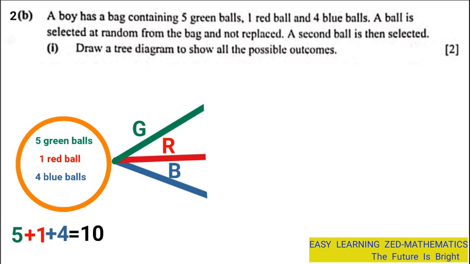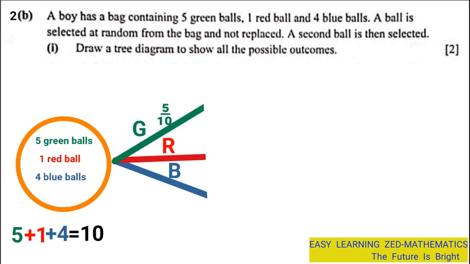Okay, since there are 10 balls in the bag, now what is the probability of picking a green ball? We are told that there are 5 green balls in the bag, so we write 5 out of how many balls? There are 10 balls altogether, so the chances of picking a green ball are 5 out of 10. So the probability of picking a green ball is 5 over 10.